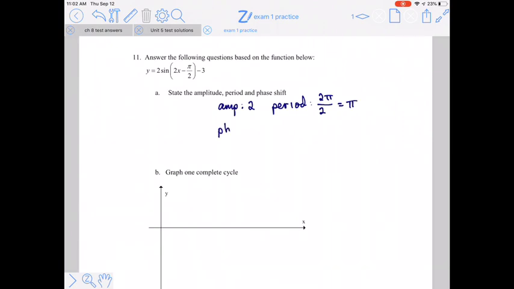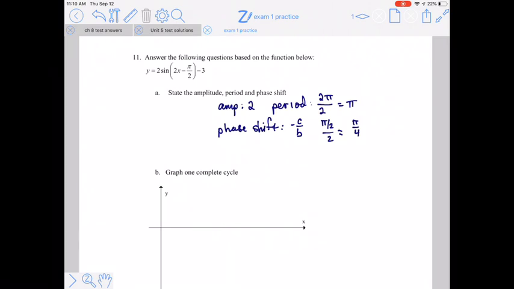And the phase shift can be found using the formula opposite of C over B, where this is C and that's B. The opposite of C would be positive pi halves divided by 2, which is pi fourths. What this means is there's a shift to the right, pi fourths of a unit.